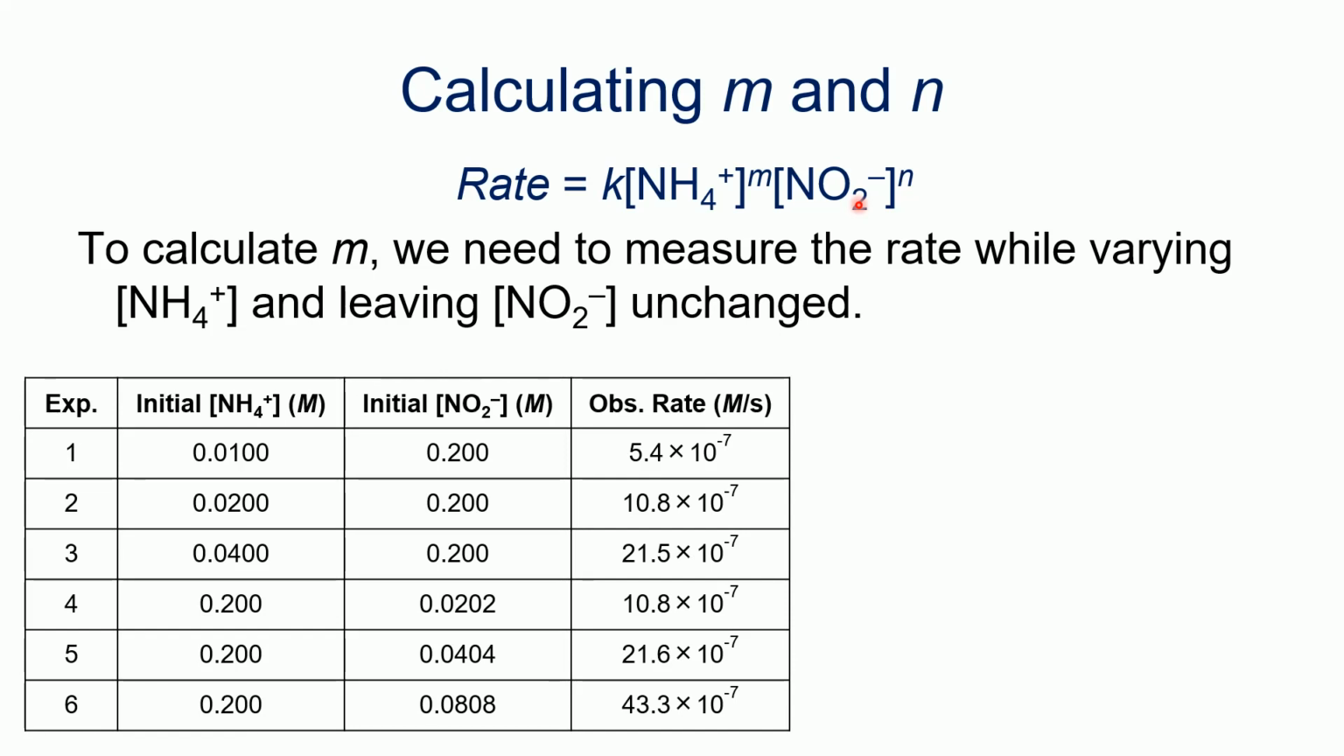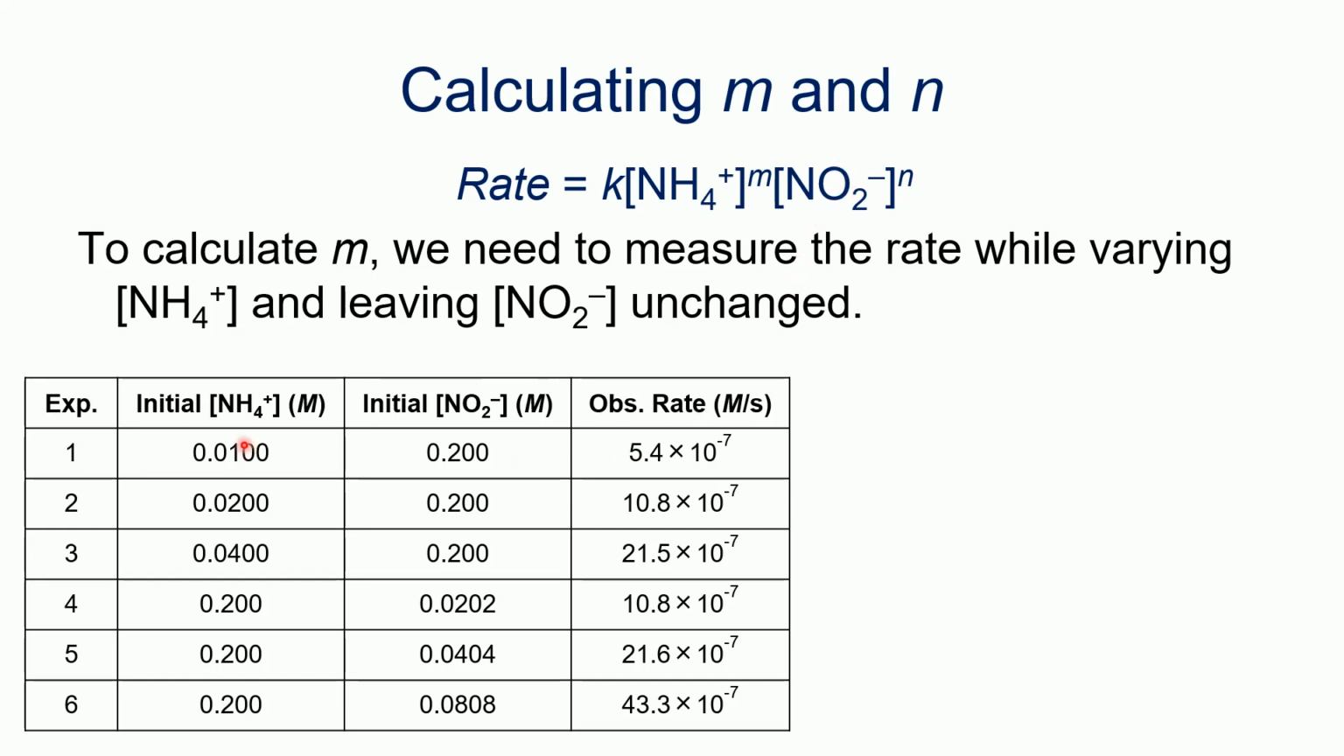And so here I have some data. Just to explain what this data is, we took some initial concentrations for ammonium and nitrite, and we measured the initial rates for those reactions for 6 different experiments. So if we look down here, again, our goal, in order to get the value of M, is to change the concentration of ammonium while leaving the concentration of the nitrite the same.